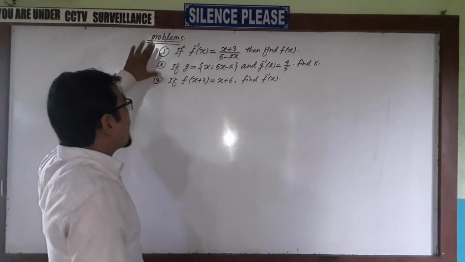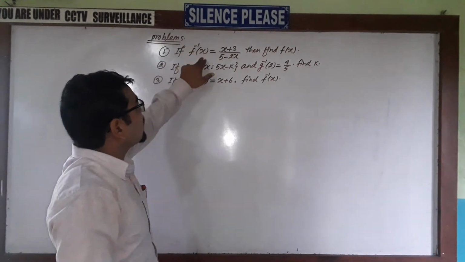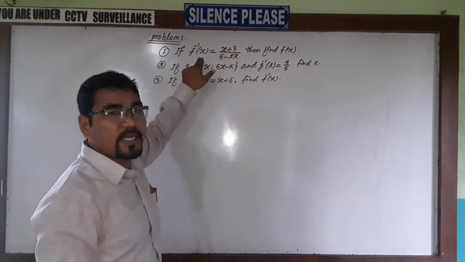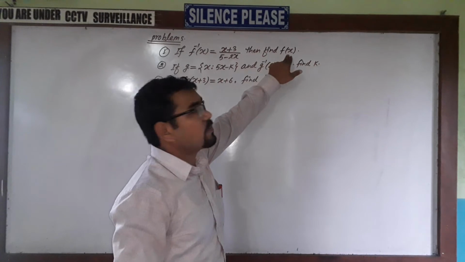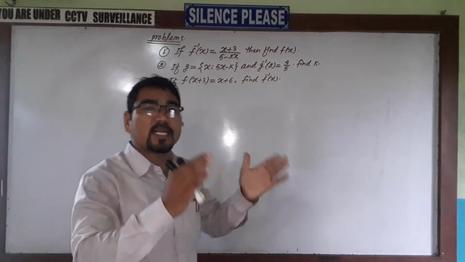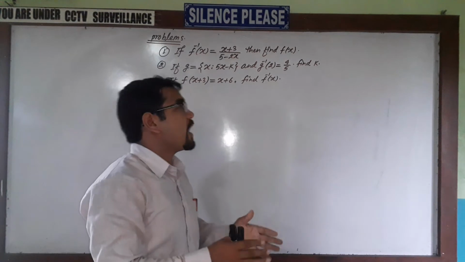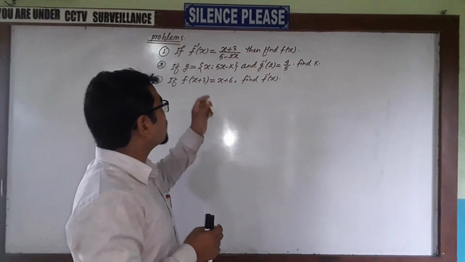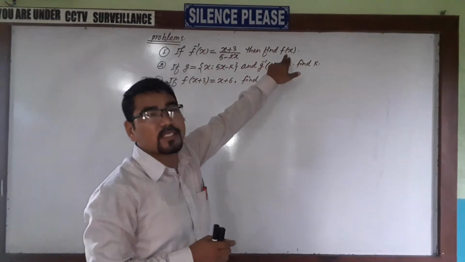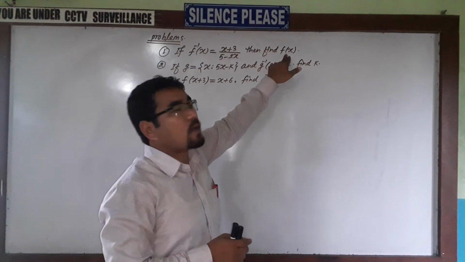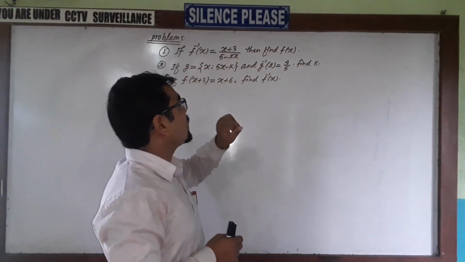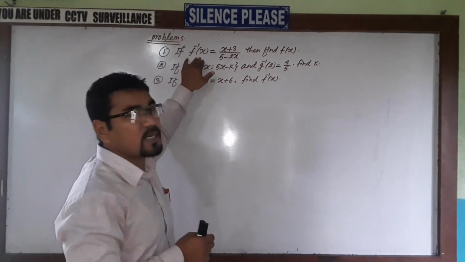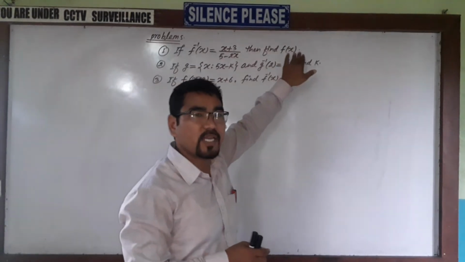You can see number one: f inverse x is equal to (x plus 3) upon (5 minus 2x). F inverse x is already given. Then find the function f of x. In the previous class we learned how to find the inverse function of a given function. If function f of x is given, then we learned how to find the inverse function. Similarly, today we have the opposite: f inverse is given, and now we have to find the function f of x. Okay, so this is one problem.